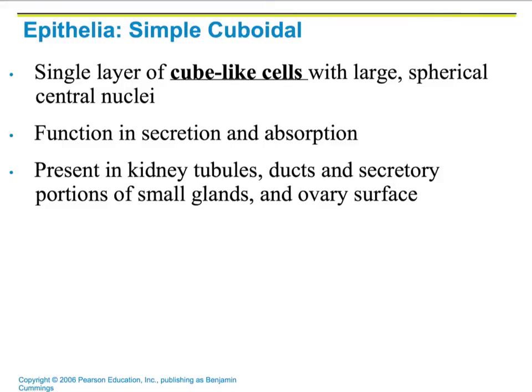Our next type is simple cuboidal, meaning we have a single layer of cube-like cells. As you're taking these notes, keep in mind that you don't have to write down every single word, so I'll try to point out the important stuff for you to know. These cube-like cells function in secretion and absorption, and you find them in a lot of ducts and different places that secrete things, like your ovaries or glands. So anything that has secreting abilities, you'll typically find these simple cuboidal cells there.